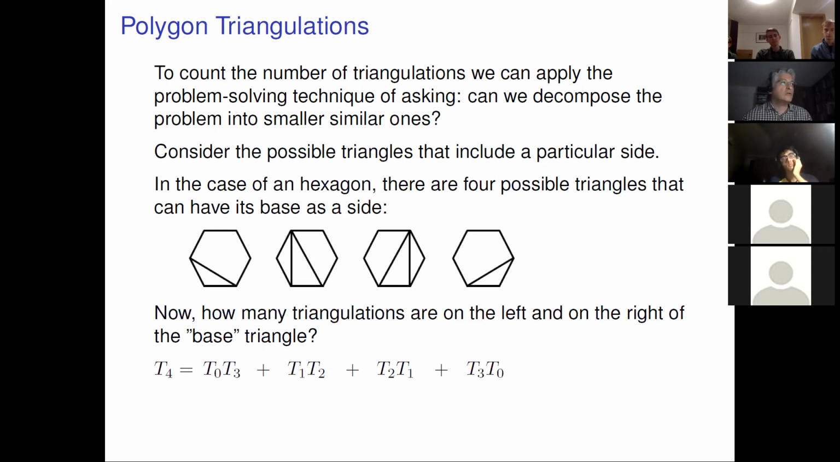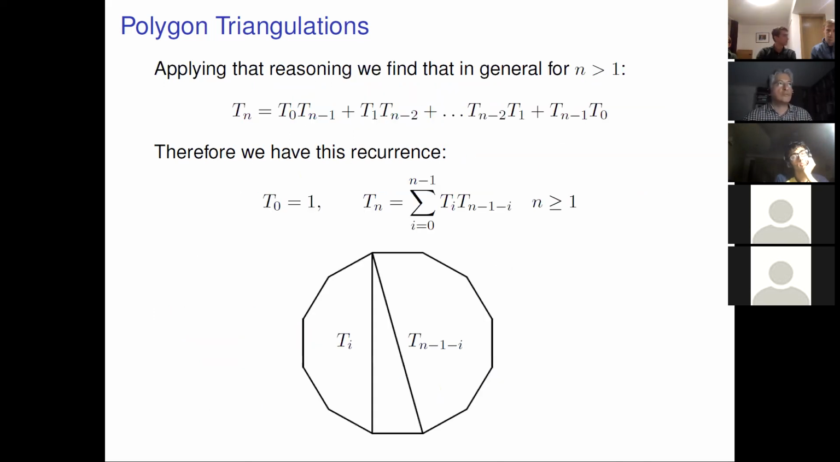Then you can think, for each of them, how many triangles are on the left and how many on the right? Because those two are independent decisions, you get a multiplication. Now you see why it's convenient to have t sub 0 there. With that we can compute the value of t sub 4 based on the previous values. That reasoning leads us to this recurrence, where I'm showing the generic case where you have t sub i triangles on the left and t sub n minus 1 minus i triangles on the right.